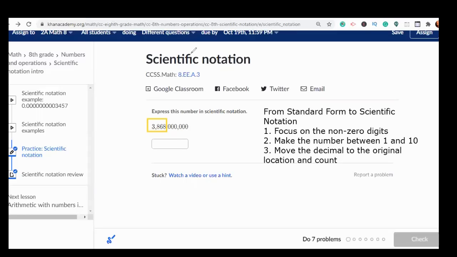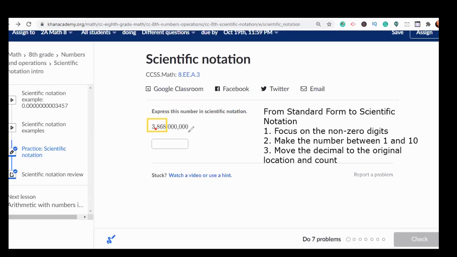Once my attention is on those numbers, I move on to step 2. I need to change this highlighted number into a number between 1 and 10. Right now, I see 3,868 in my yellow box. To make this number be between 1 and 10, I need to strategically place a decimal so that it will be between 1 and 10. So I'm going to put the decimal here, right after the first digit.